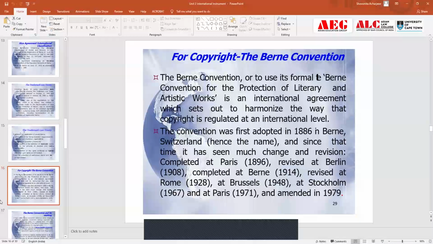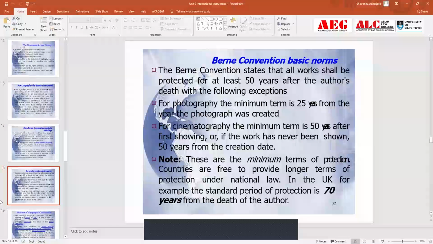The next for copyright is the Berne Convention, which was initially adopted in 1886, but has been changed several times, and later on was adopted in 1971, 1979. It has been adopted in Paris itself. The Berne Convention states that all work should be protected for at least 50 years. That is, for photography it's 25, for cinematography 50. But there are certain countries who have given a longer period.